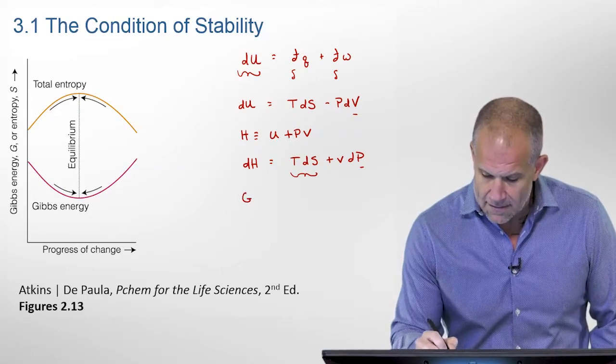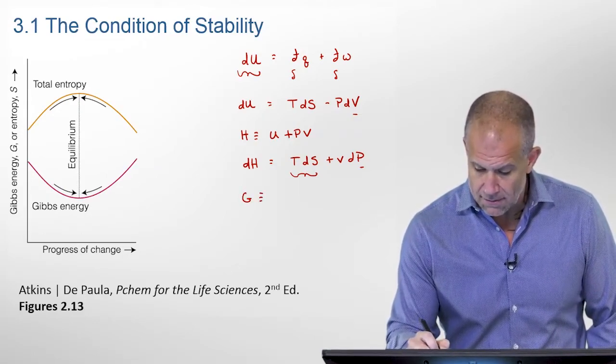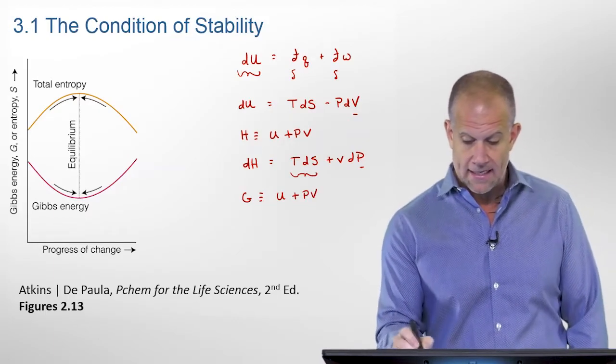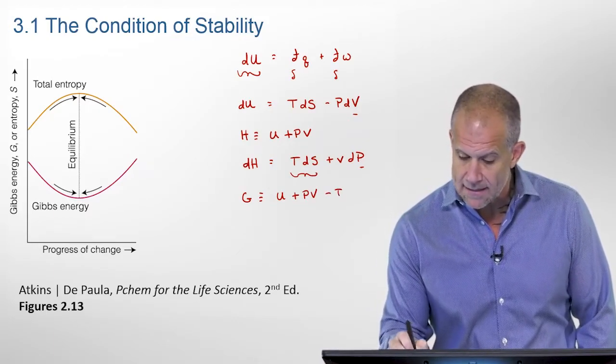Well, the Gibbs energy is a double Legendre transform. So it has this term in it. In other words, it has H and then minus TS.